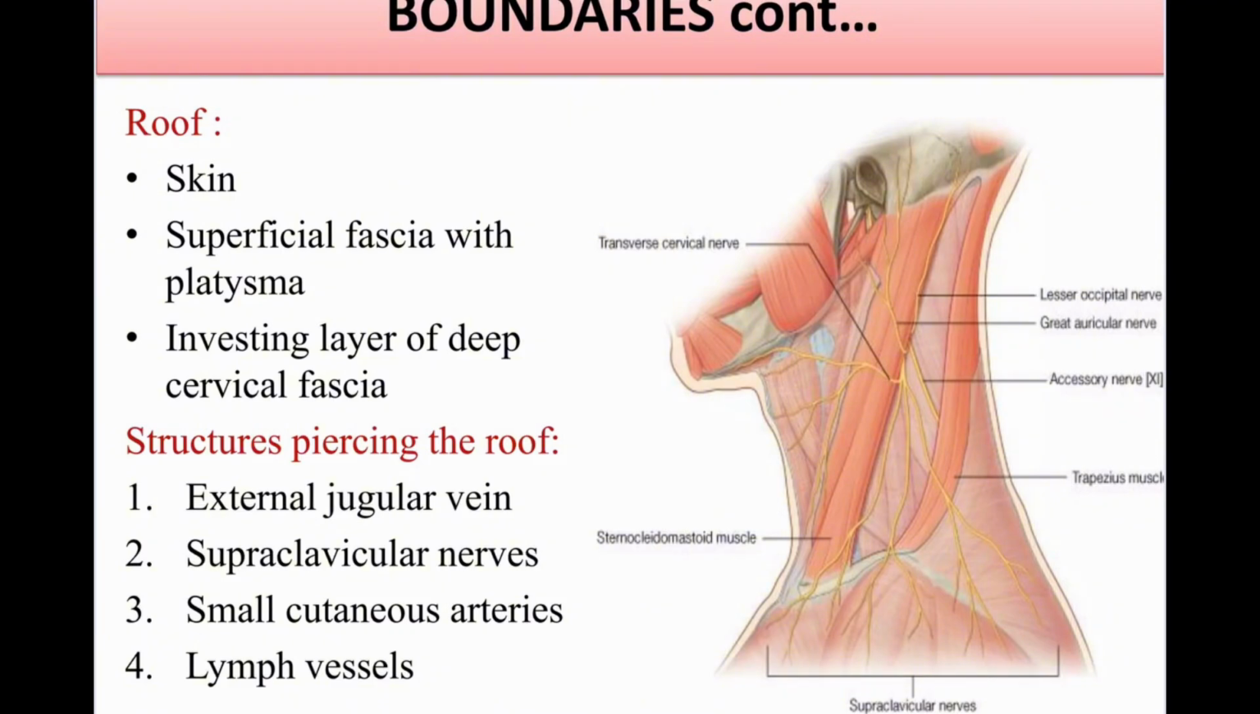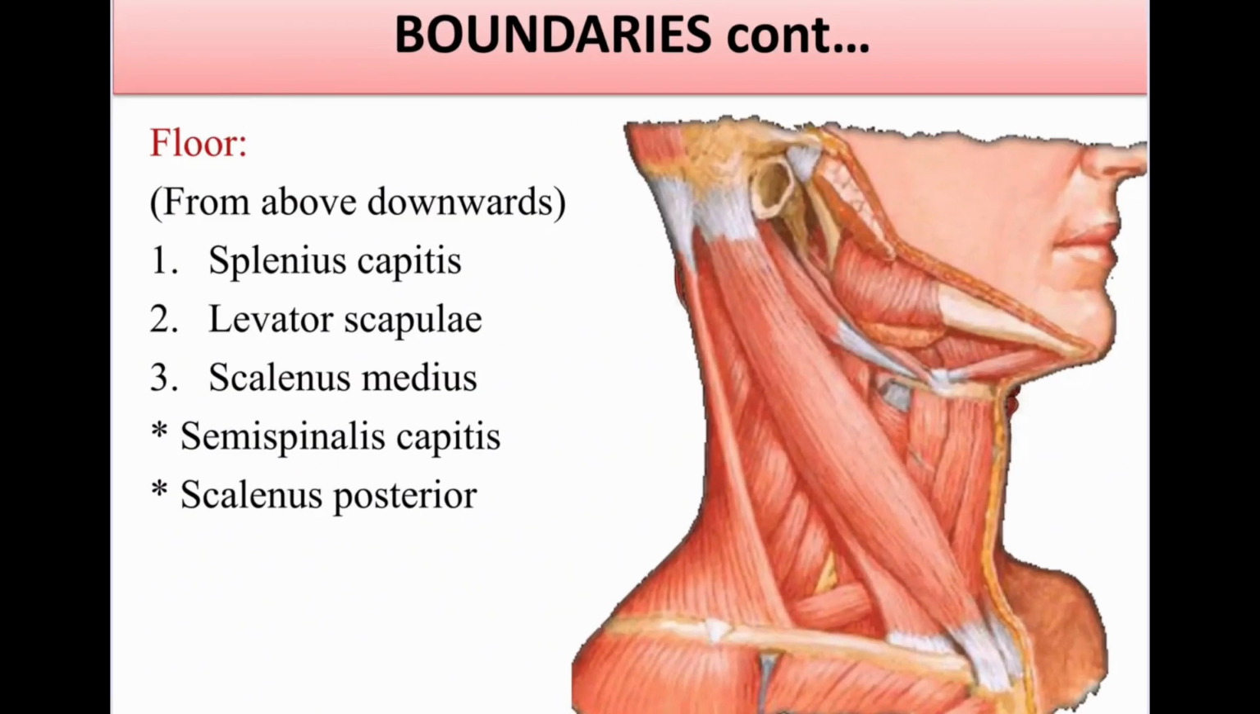Now what can you see in the floor? We have the roof and the floor, and we have covered the anterior, posterior, apex and base. At the floor, don't forget, you can see the semispinalis capitis, the splenius capitis, the levator scapulae, the scalenus medius, and sometimes the first digitation of the serratus anterior. So simple.